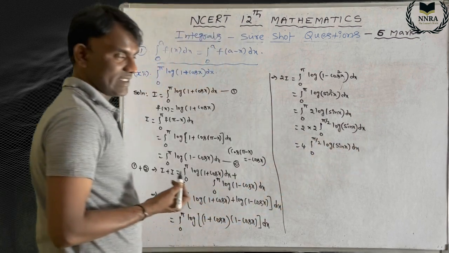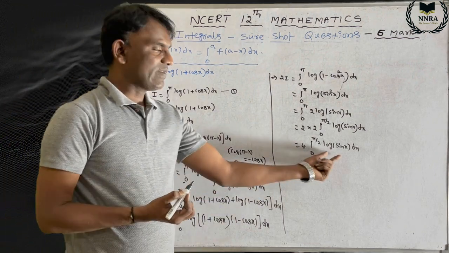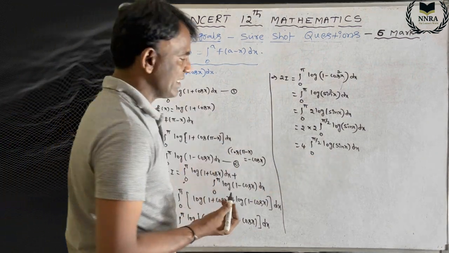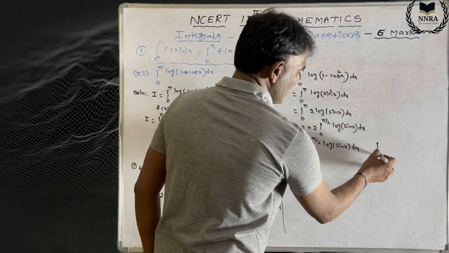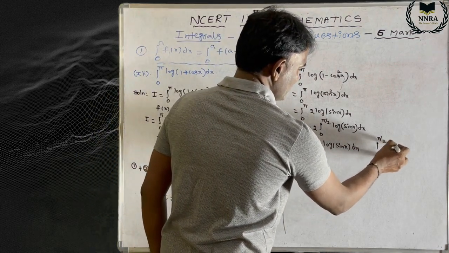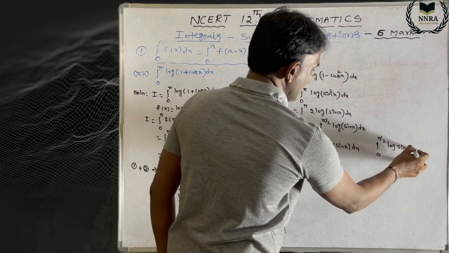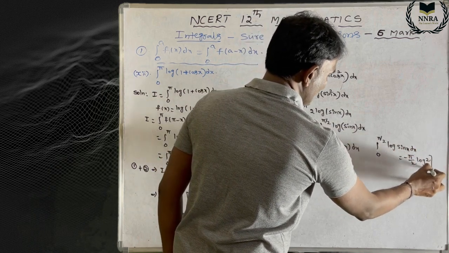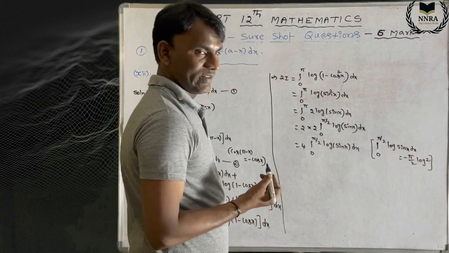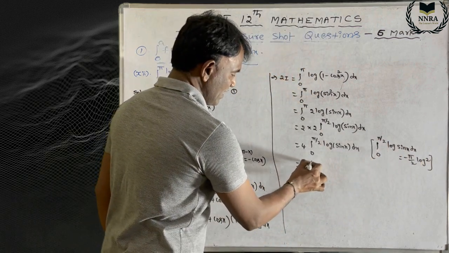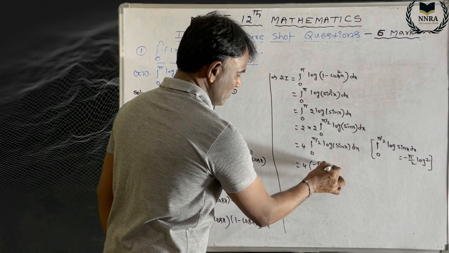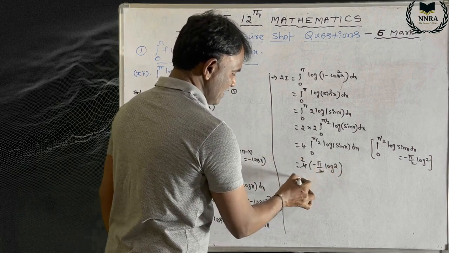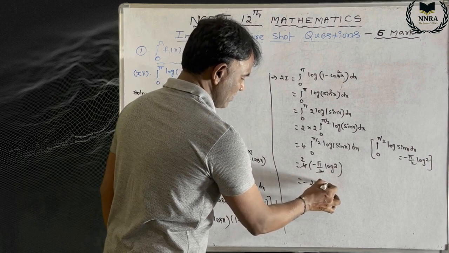Now how to simplify this? Actually, that simplification is not required for this. In the previous question we did one question: what is that? Integral 0 to pi by 2 of log of sin x dx equal to minus pi by 2 into log 2. Directly substitute that value. So it is 4, then minus pi by 2, then log 2. So here the 2 times cancelled, then minus 2 pi log 2.